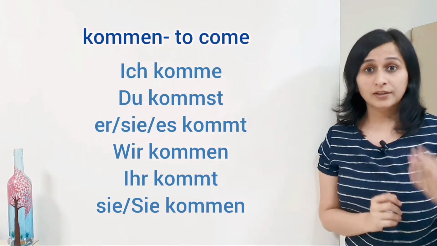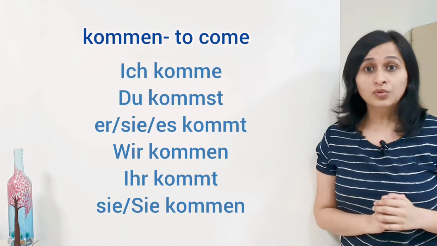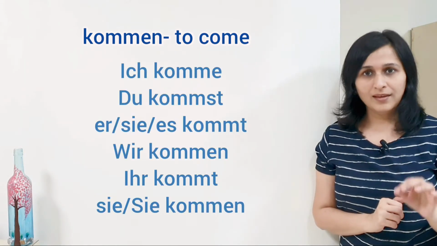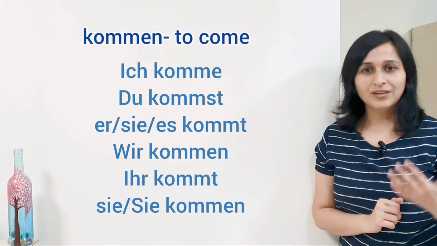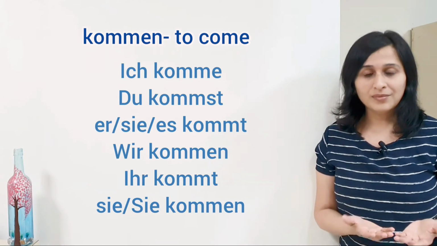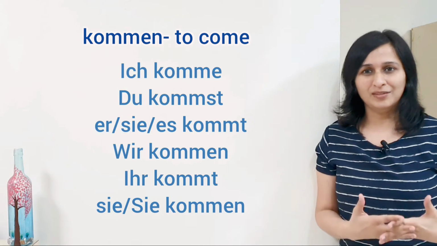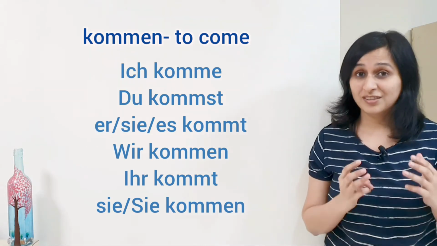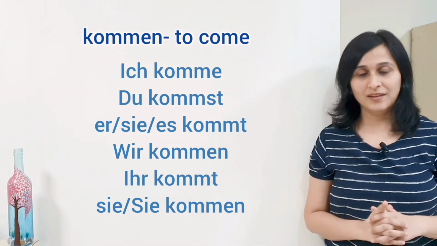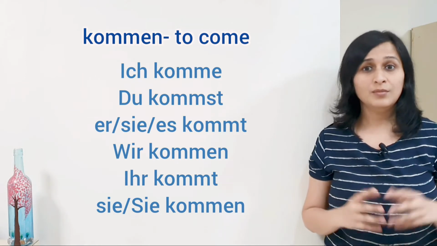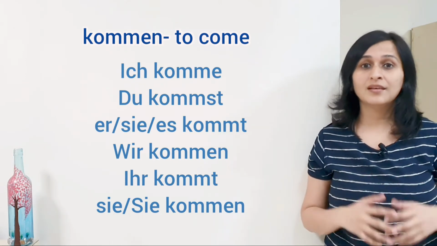Let's revise all the conjugations in one go. Ich komme, du kommst, er, sie, es kommt, wir kommen, ihr kommt, sie kommen. We have three types of sie here. First sie means she, second sie means they, and third Sie means formal you.